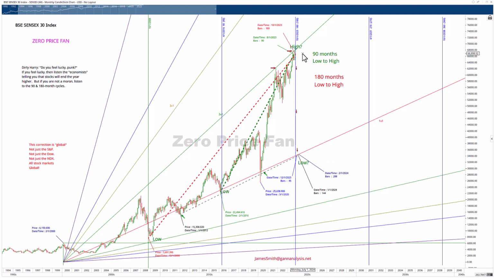And I'm not talking about just the Sensex. I'm talking the S&P, the NASDAQ, the Dow, every market you can think of, the FTSE, the Nikkei. All stock markets are going to get crushed. I'm just showing you the Sensex today. I have Gann charts on all these markets. I'm telling you, this is going to be a global stock market correction. You do not want to own stocks. For that matter, you don't want to own bonds.